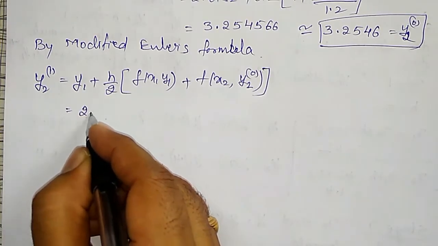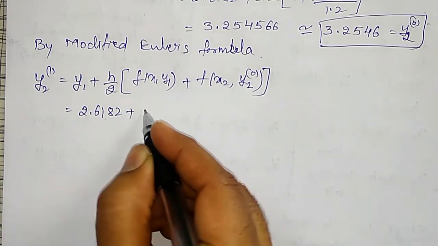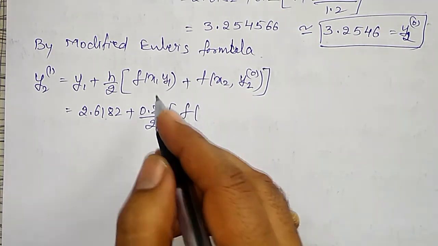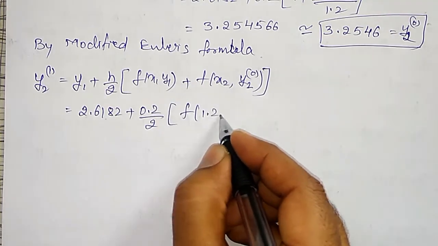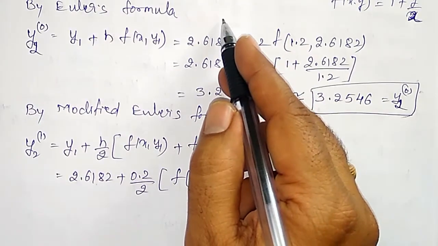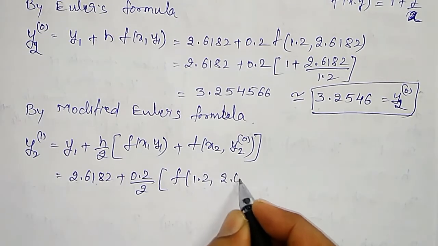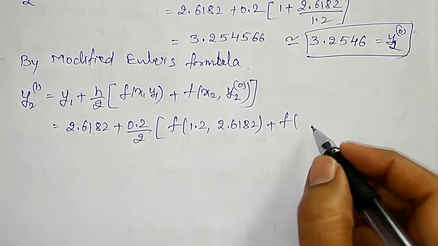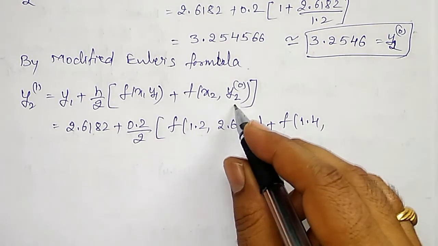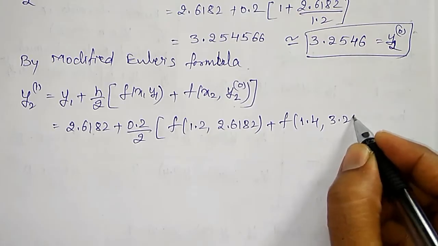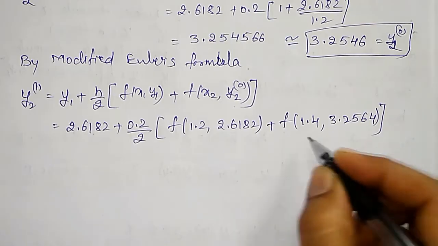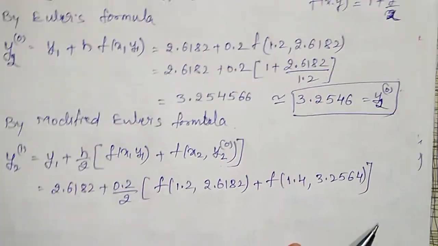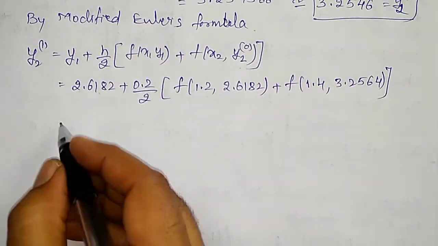Y1 value is 2.6182 plus h is 0.2 divided by 2 into f of x1 y1. x1 value is 1.2, y1 value is 2.6182. This is f of x y plus f of x2. x2 value is 1.4, y2 zeroth approximation, that is 3.2564. And use the function f of x y. What is my f of x y function? 1 plus y divided by x. Use that function here.